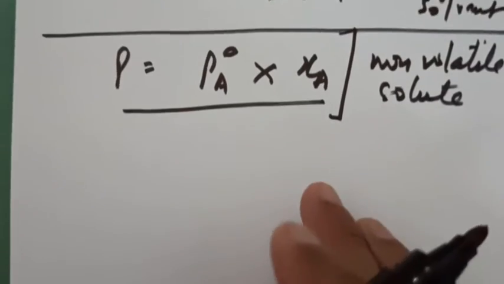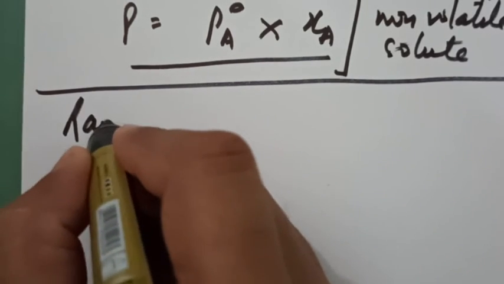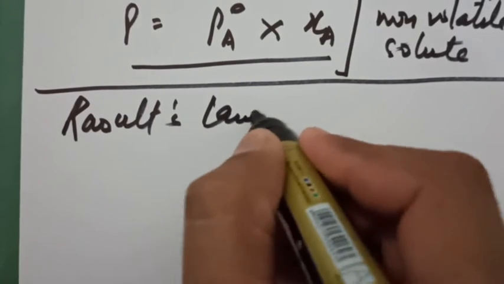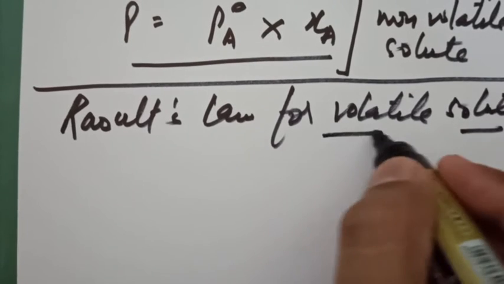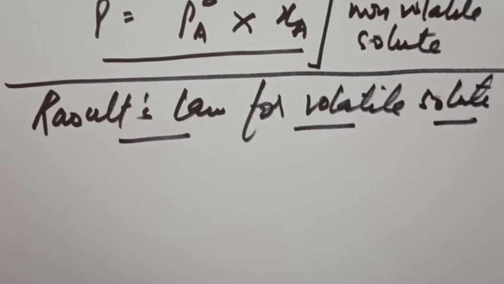Okay, but now Raoult's law for volatile solutes. Please remember the spelling, R-A-O-U-L-T. If the solute is volatile, now what will happen? Earlier we did the case where the solute is non-volatile and the solvent is volatile, and we got this relation. But if the solute is also volatile, meaning the solute is also in liquid state, both are liquid solutions, then what will happen? If two volatile liquid solutions are mixed to form a solution, then the vapor pressure will be composed of both components.